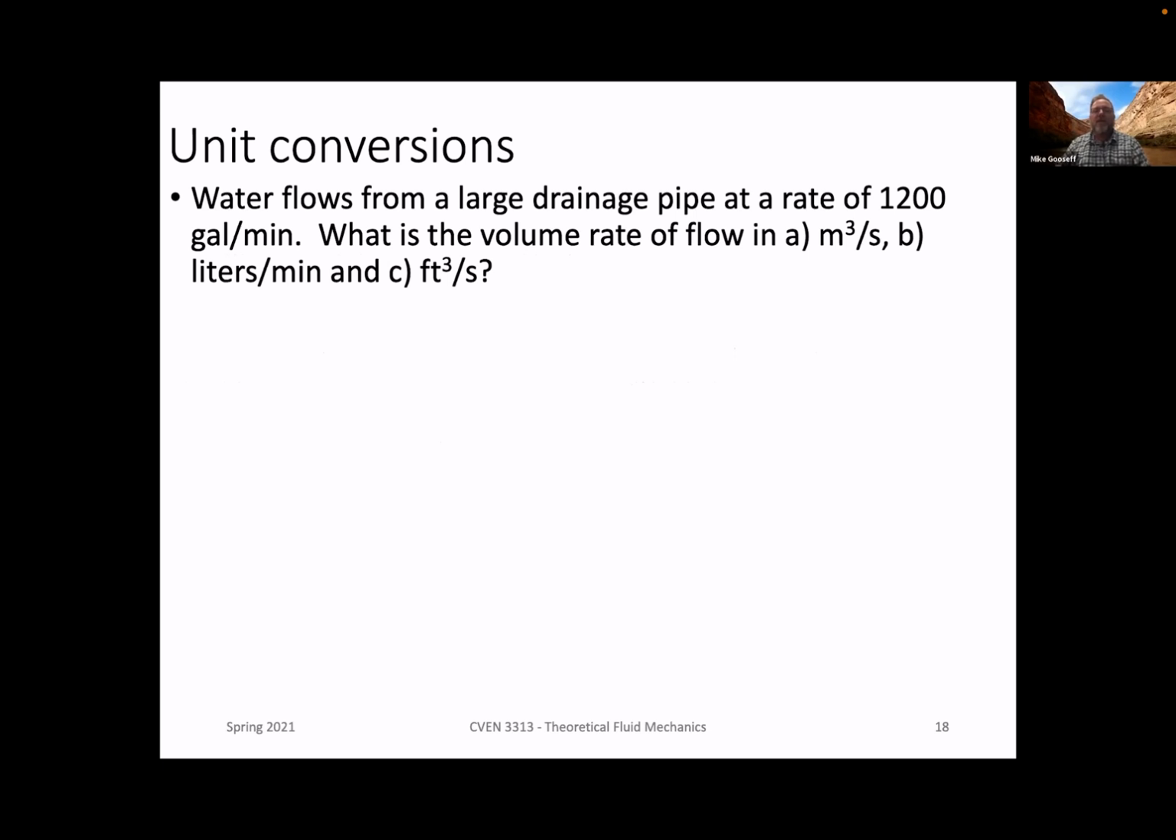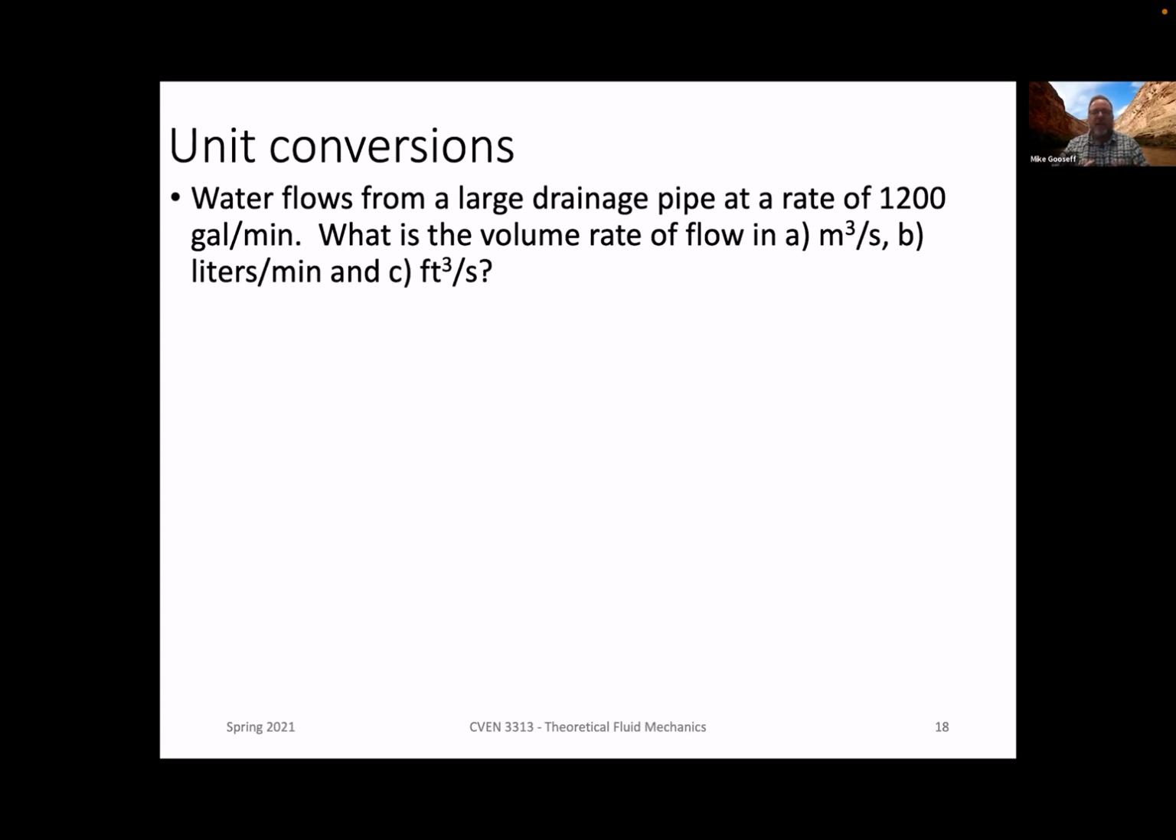What is the volumetric flow rate or volume rate of flow in A, cubic meters per second, B, liters per minute, and C, cubic feet per second? Just another note, the cubic meters per second is sometimes called a cubic. I'll try not to use that shorthand notation unless we are already familiar with it.